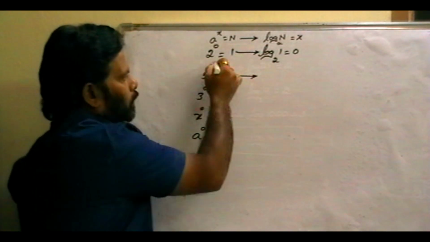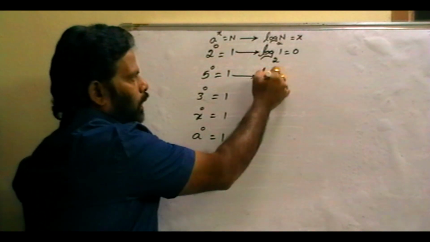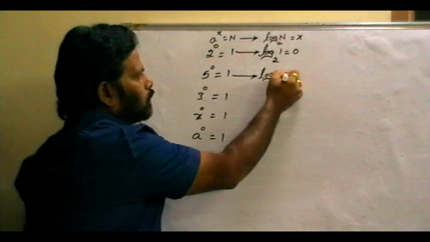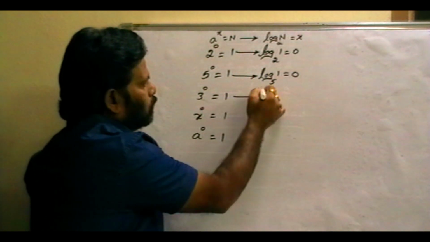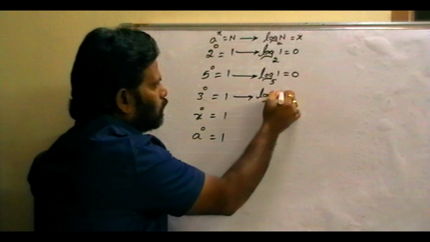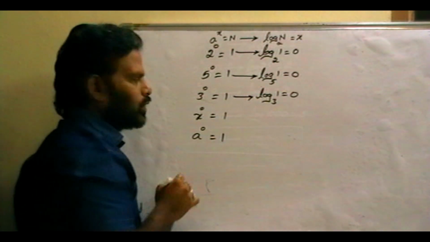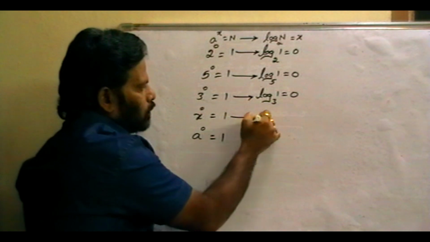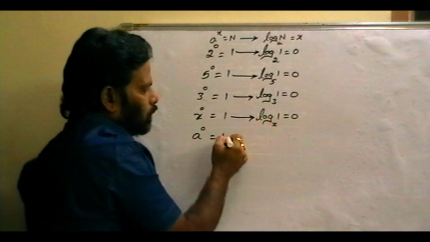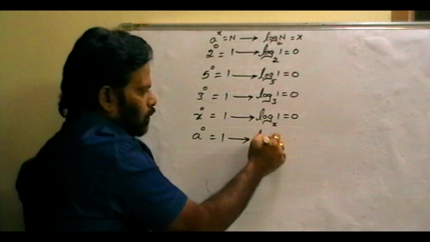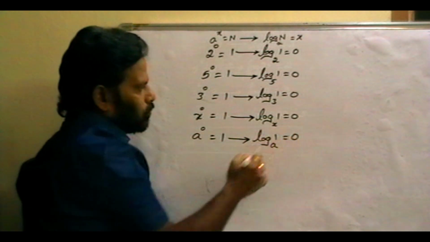Here 5 power 0 is also 1, so log 1 to the base 5 is equal to 0. 3 power 0 is equal to 1, so log 1 to the base 3 is also 0. X power 0 is also 1, so log 1 to the base x is equal to 0. Here log 1 to the base a is also 0.